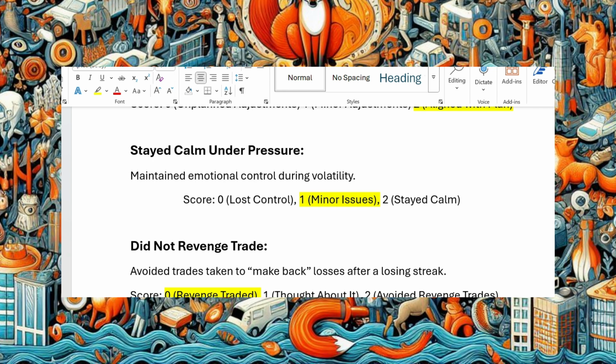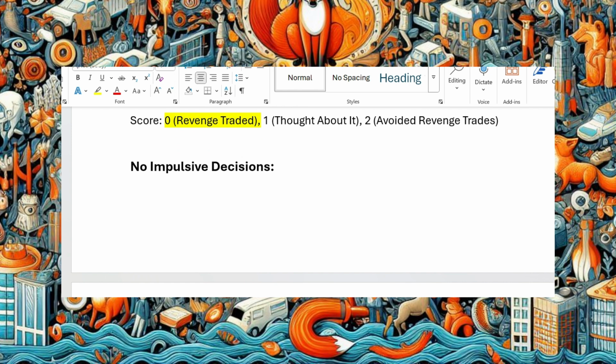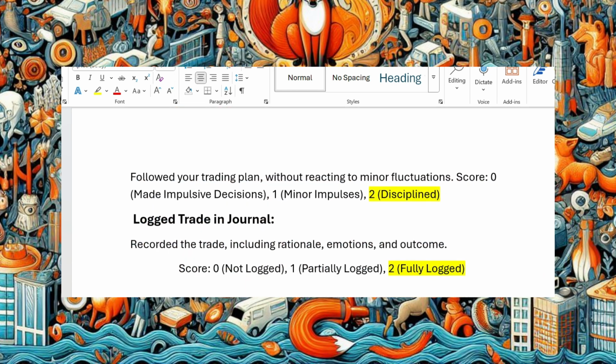Did not revenge trade. Avoided trades taken to make back losses after losing streaks. And I did take another trade. I figured I would go against it since I thought it was going for a buy and it went for a sale. And I was like, well, let me get on a sale right quick. But it ended up going against me.